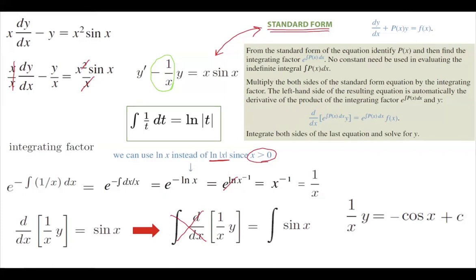Now you can do a little bit of algebra. Multiply everything by x and y becomes cx minus x cosine x. So we found the solution for this linear differential equation.